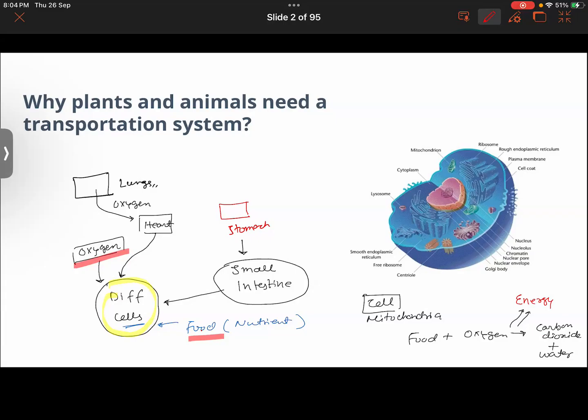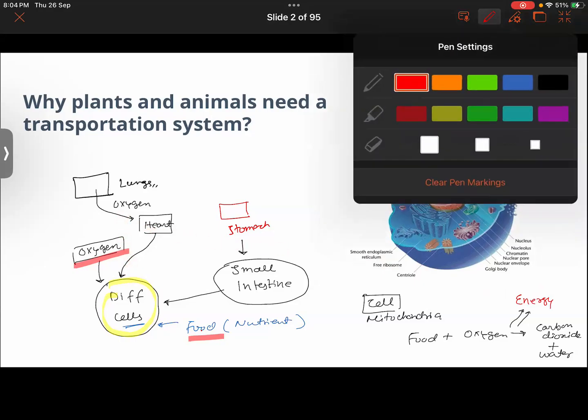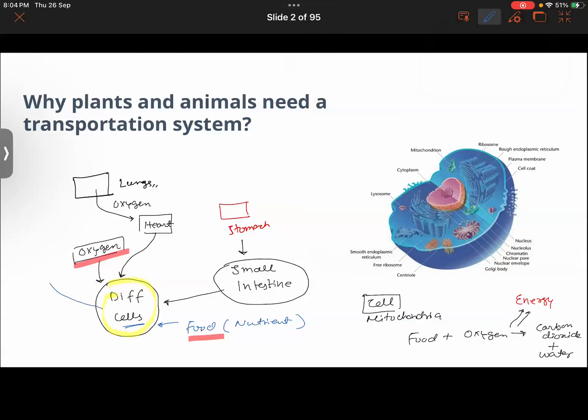Okay, now every cell in the body needs a regular supply of nutrients and oxygen to release energy through respiration, and these nutrients and oxygen need to be transported to all the cells of the body through a transport system so that they will be able to produce energy. Plus the waste product that is generated by these cells needs to be transported to the excretory organs. Getting it, guys? So the carbon dioxide gas, where will it go? Carbon dioxide gas will go to the lungs.